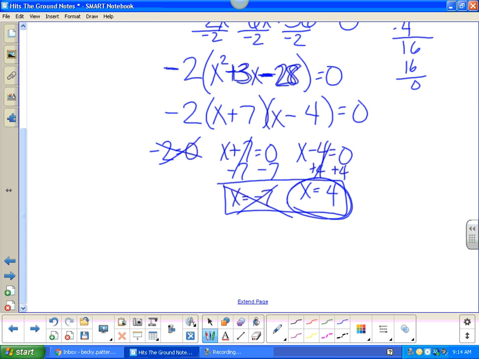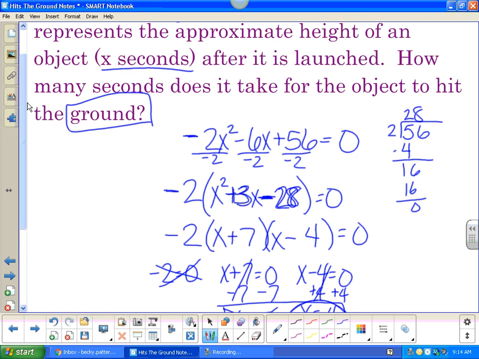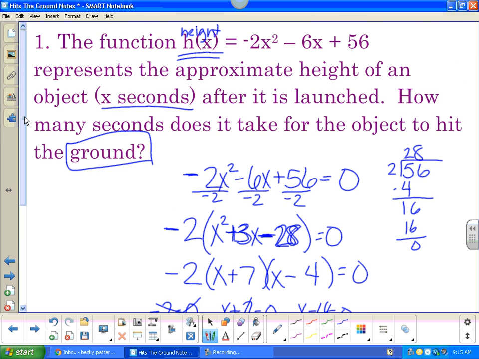The answer is 4. Now here's why you're getting 2 answers. Remember, this is quadratic, so its graph is a parabola. It's negative, so it opens down, and your y-intercept is 56. So way up here at 56, your parabola is doing this. So yeah, it's going to cross here and here. This is just when you start to throw something and it's going to hit the ground.